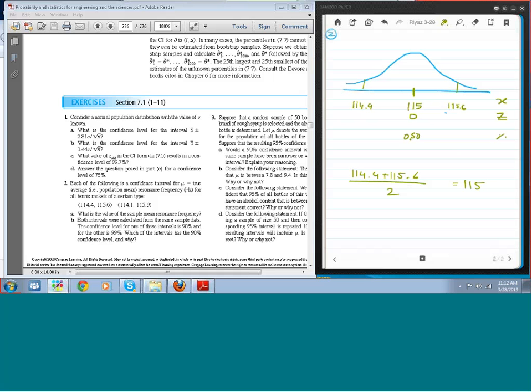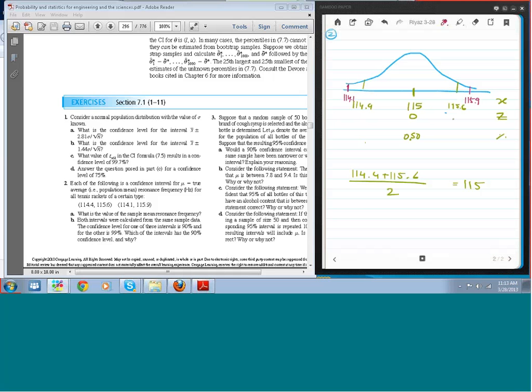Okay, for the second one, it's the same thing. 114 point. It'll be a little bit farther. It's going to be 114 on 1. A little bit further should be 115.9.